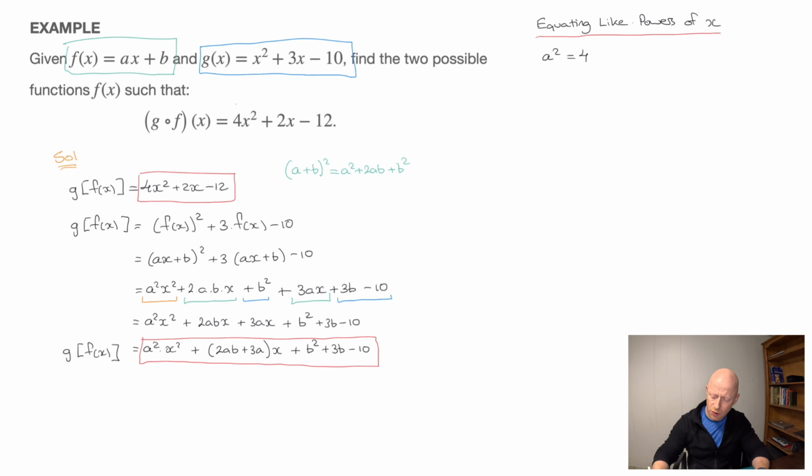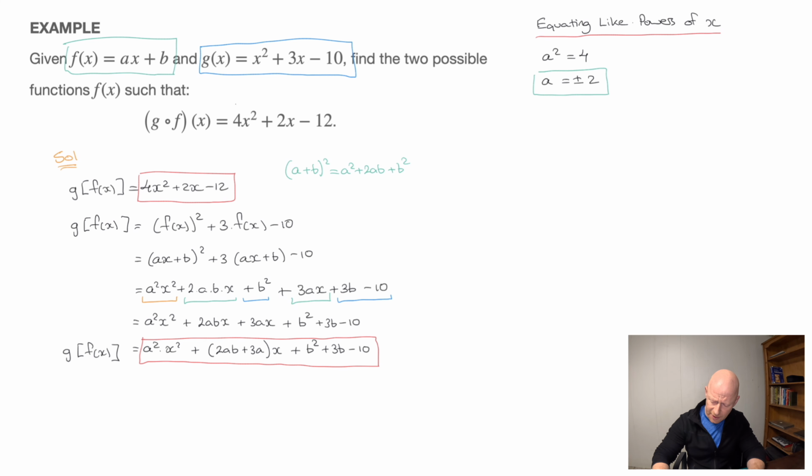And so if a squared equals 4, that means that a will equal plus or minus the square root of 4. In other words, a is equal to plus or minus 2. And I'll go ahead and box that intermediate result there. There we go. Now, depending upon whether a is equal to plus 2 or minus 2, we're going to get a different value for b. So we need to consider both separately.